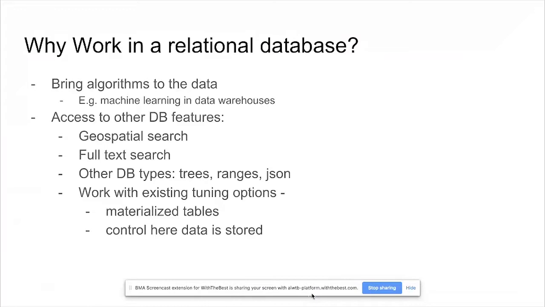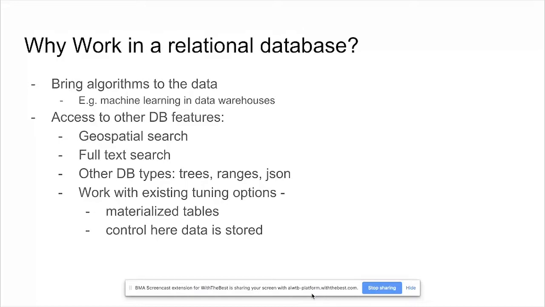So in the case of Postgres, there's a good geospatial extension that you can use. There's full text search in the database already. There's some other custom data types that you can use that are really useful for specific applications like trees, which are useful for things like implementing security. There's ranges, you can put JSON in the database and so on.